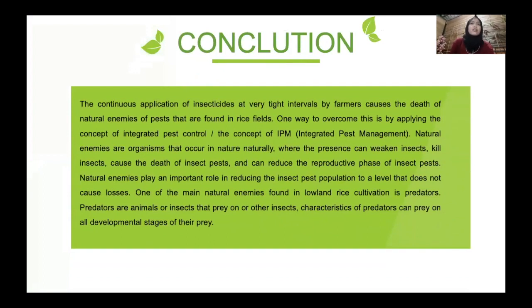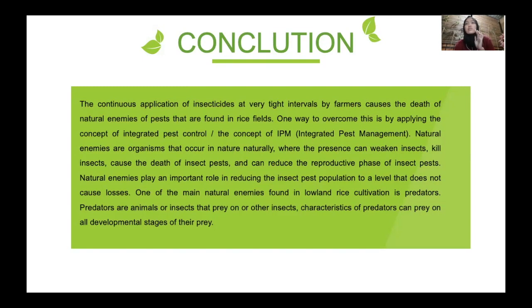In conclusion, the application of insecticide at very tight intervals by farmers causes the death of natural enemies of pests found in rice fields. One way to overcome this is by applying the concept of integrated pest management, or IPM. Natural enemies are organisms that occur naturally in nature, whose presence can weaken insects, kill insect pests, and reduce the reproductive space of insect pests. Natural enemies play an important role in reducing the insect pest population to a level that does not cause losses.